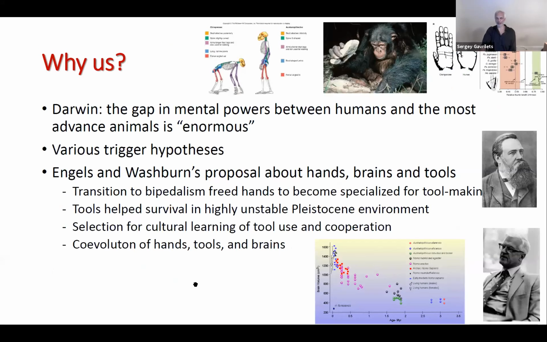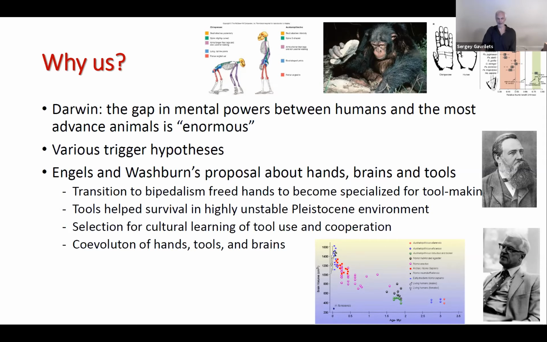Okay, but of course, if it's climate, it was affecting many different species, not just humans. So why us? Darwin acknowledged that the gap, for example, in mental powers between humans and our animals was enormous. And Darwin clearly didn't like gaps. A number of different hypotheses have been discussed, and I mentioned some of them. But I think the most obvious answer to this question is a modified version of the ideas that Engels and Washburn put together about hands, brains, and tools.